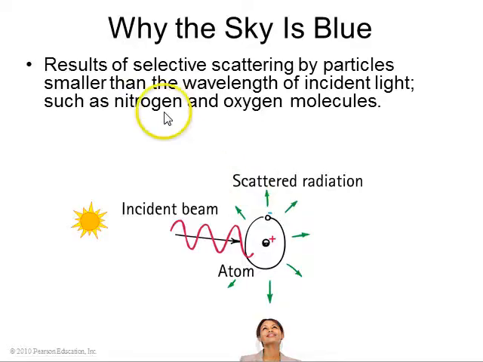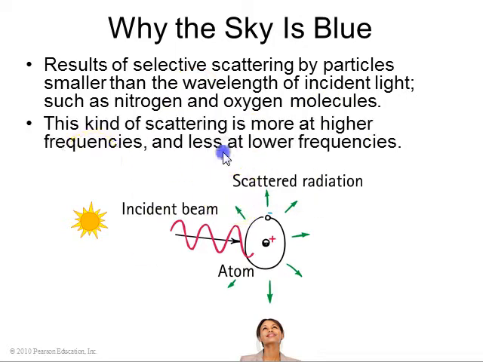So why is the sky blue? Well, when you're looking at the blue sky, you're looking at scattered sunlight. And so when sunlight goes through the air, it encounters nitrogen and oxygen molecules, little particles that are smaller than the wavelength of the sunlight. And it can scatter that radiation. And this is called Rayleigh scattering. And this kind of scattering is more likely to happen at higher frequencies and less at lower frequencies.